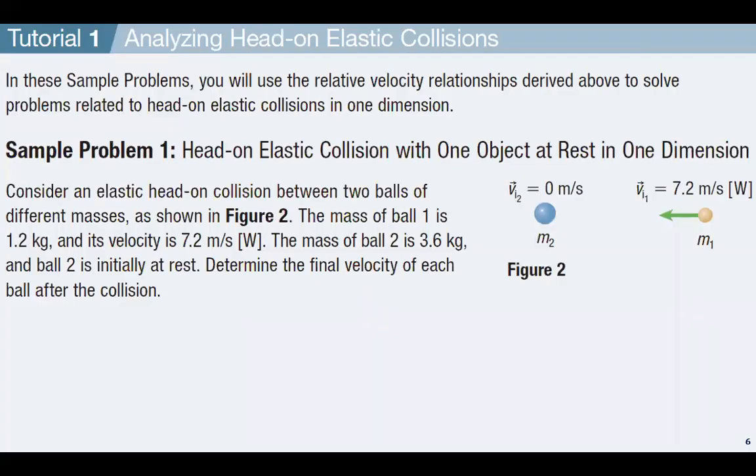Okay, let's consider this sample problem here, which is about a head-on elastic collision with one object at rest in one dimension. So consider an elastic head-on collision between two balls of different masses. As shown here in figure 2, the mass of ball 1 is 1.2 kilograms, and its velocity is 7.2 meters per second due west. The mass of ball 2 is 3.6 kilograms, and ball 2 is initially at rest. Can you determine the final velocity of each ball after the collision?